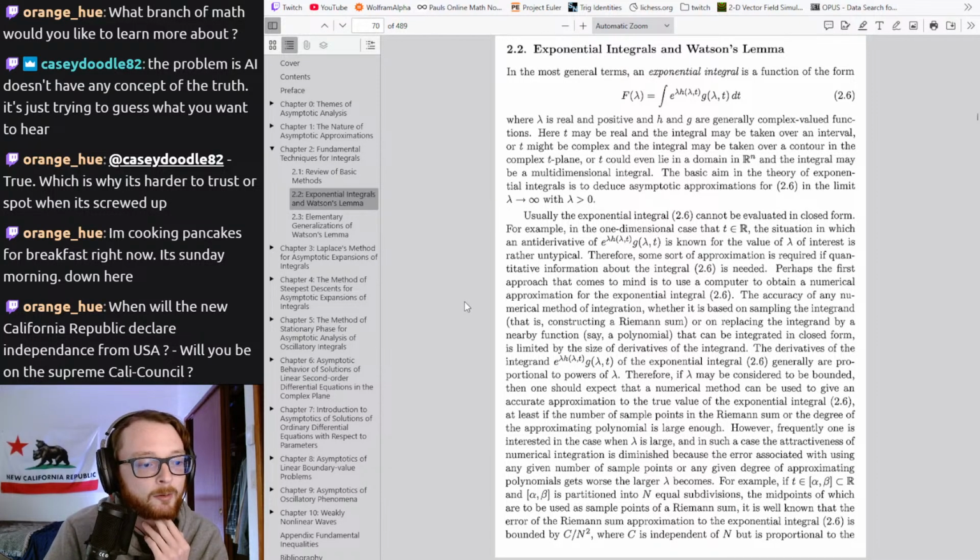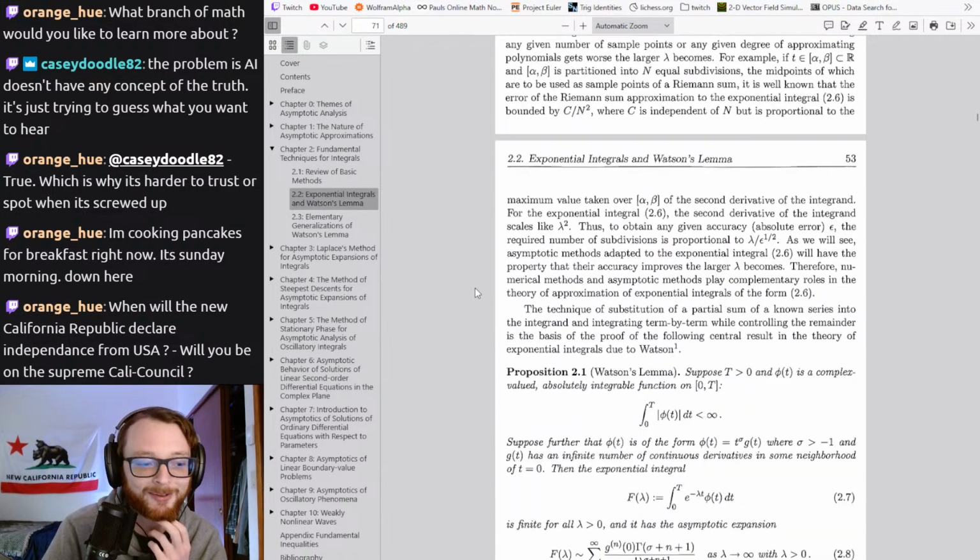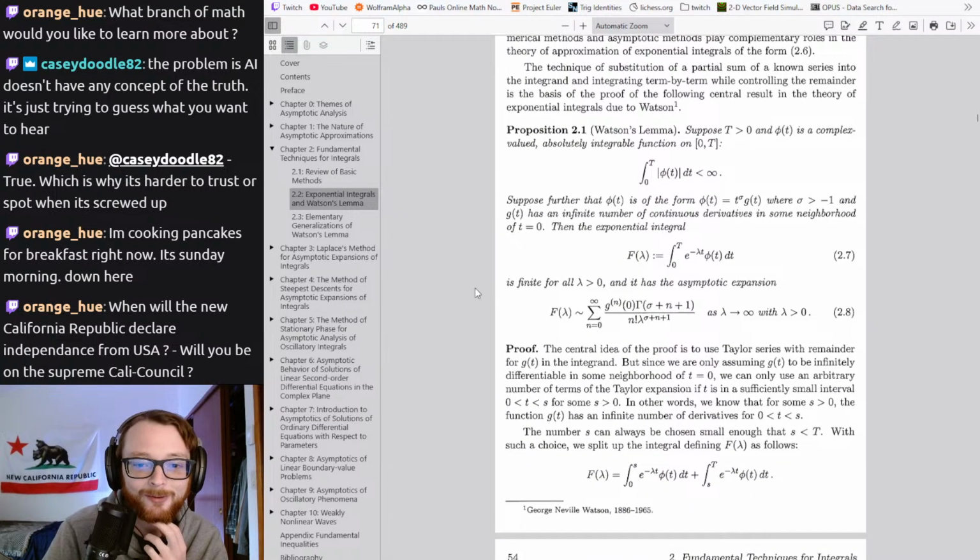Will the new California Republic player declare independence from the USA while we're in the Supreme Cali Council? Very soon, Orange Hue, we strike.